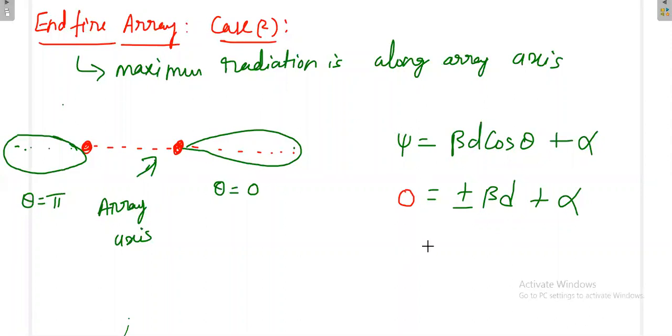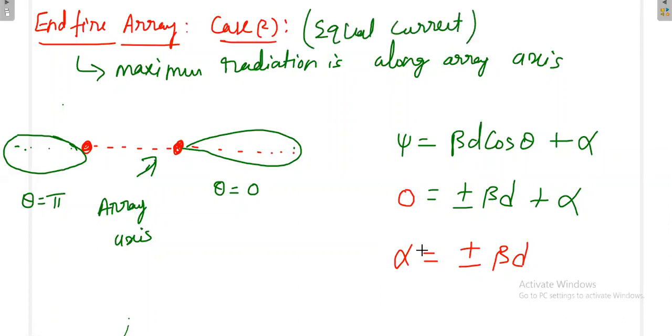From this, what is clear? My alpha has to be plus or minus beta d. So in the previous case my alpha is 0, but in this case my alpha is plus or minus beta d. I am not changing the current, so no change in the current. Here also I have to use equal current, but the phase I have to vary.